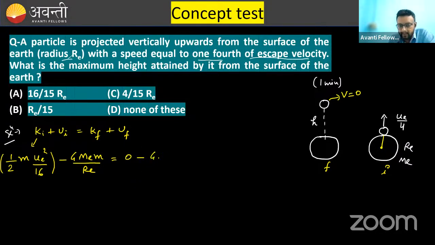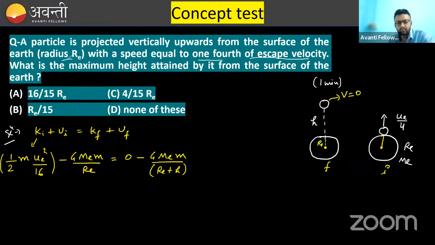minus final potential energy is what? G Me m divided by separation is what? From the center, the separation is Re plus h. Can you see this separation? Re is what? This is Re, and this distance is what? h. So Re plus h is the total separation. Now again, you need to solve it out and you will get the answer.